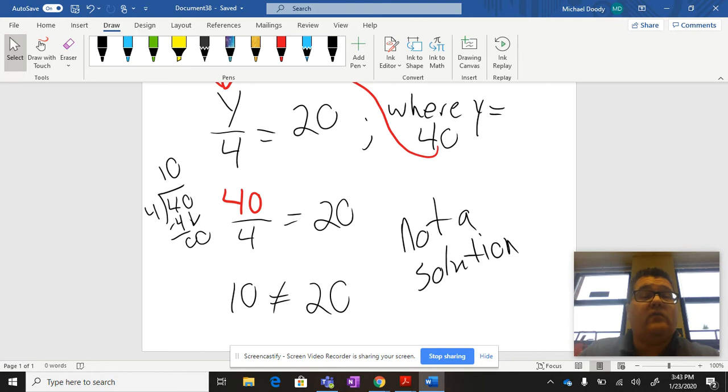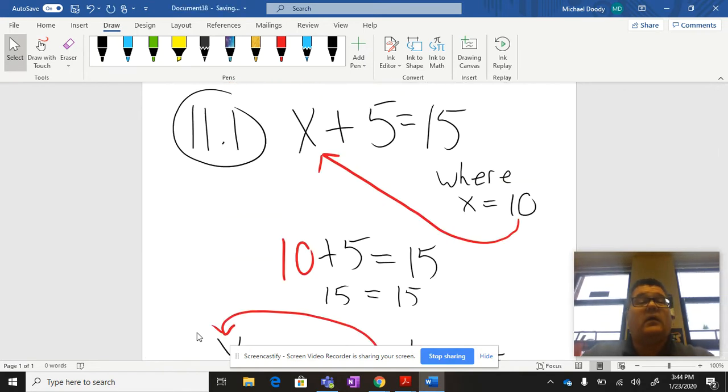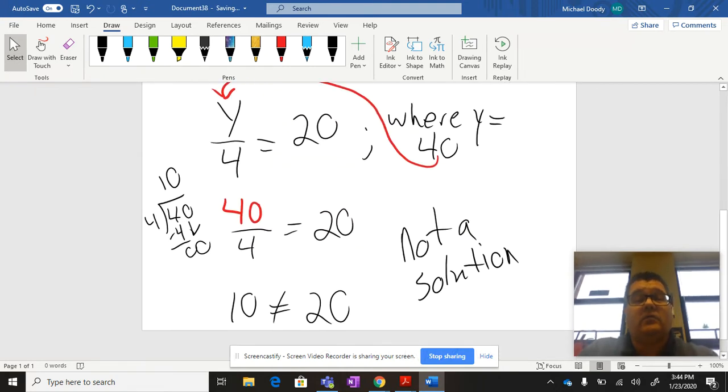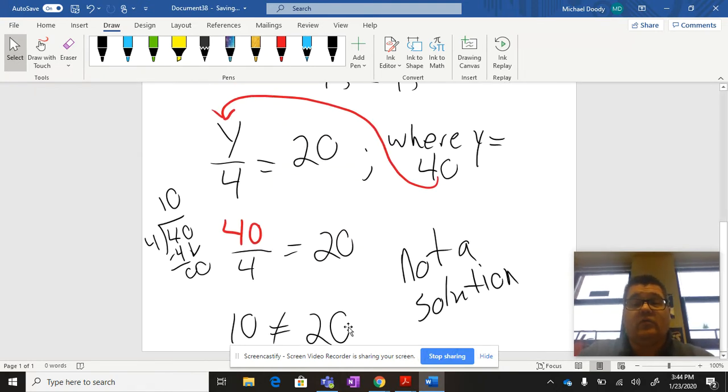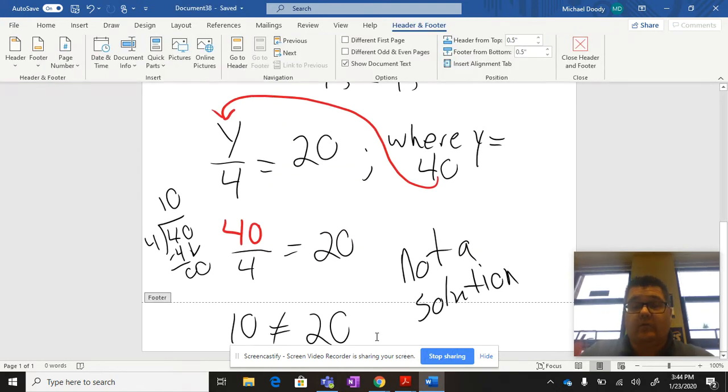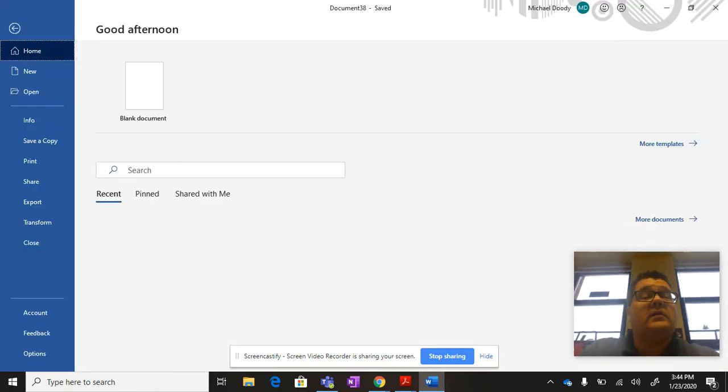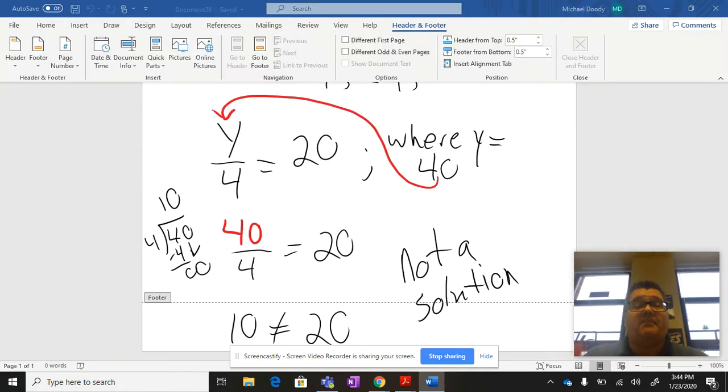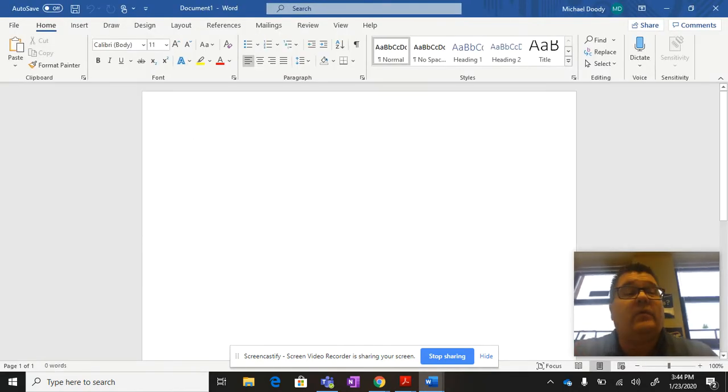Now I'm going to go into 11.2. Let's see if I can go down and make this a little bit bigger. Whoa, not sure what happened there. There we go. Well, that's a footer. I don't really want that. I want a new page. So let's just go ahead and open up a new blank document. Here we go. Perfect. Okay.